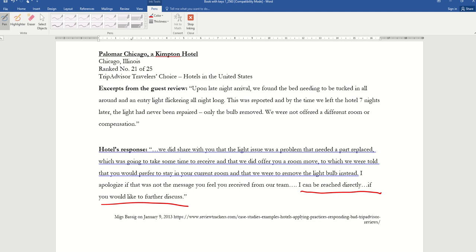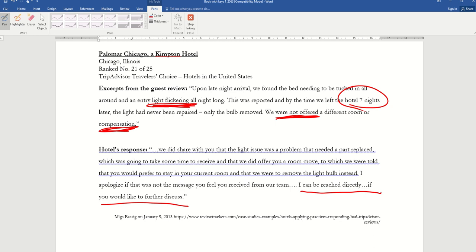This is a 7 night stay. And during the 7 night stay, the light was flickering, and guests reported to the hotel, and there was no improvement, or no one cared about it. Also, no one asked about room changing or offered compensation. This is the complaint.